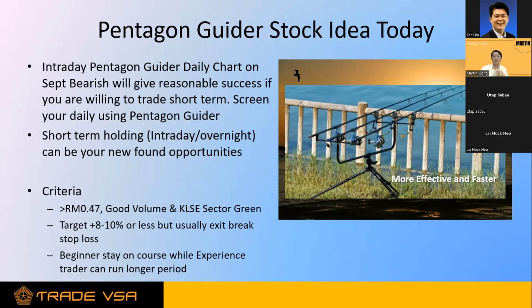Short-term trading, intraday and overnight, can be a newfound opportunity. Criteria 47 cents, some discretion, around 30 cents is okay. I usually pick below 1 ringgit, better. If you're a beginner, pick above 1 ringgit, because then target 8 to 10% max, right? Or less, you should exit with a stop loss. If the market doesn't trade after 5 days, then you want to be closing. Beginners stay on course, experienced traders can go a bit beyond, 6 or 7 days. Can you understand?